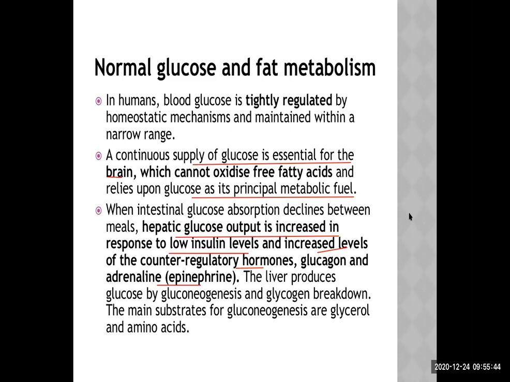So this is the main point here. And along with this, there are certain other things going on. For example, if glucose is excessive, it will be converted into glycogen and stored in the liver and the muscle. And when glucose is less, that storage form will be broken down to convert into glucose again.